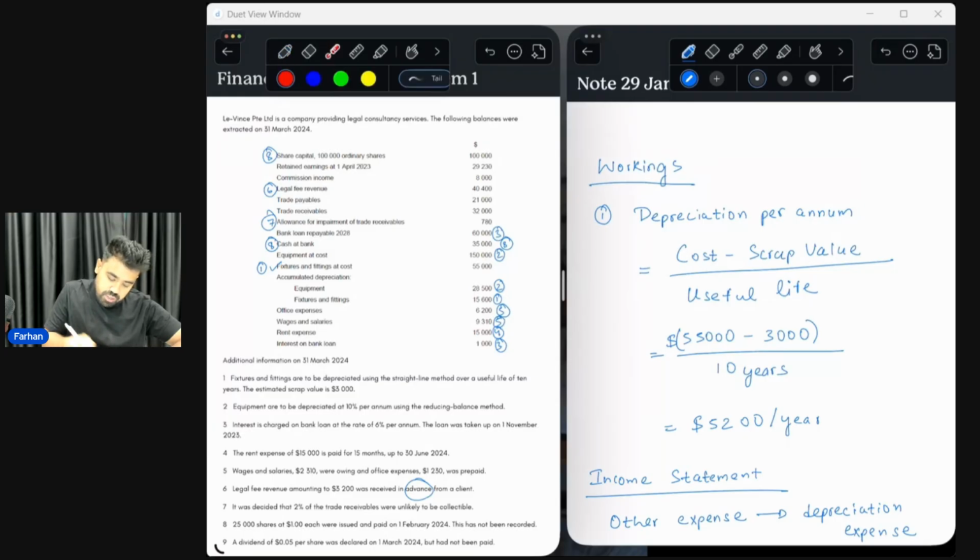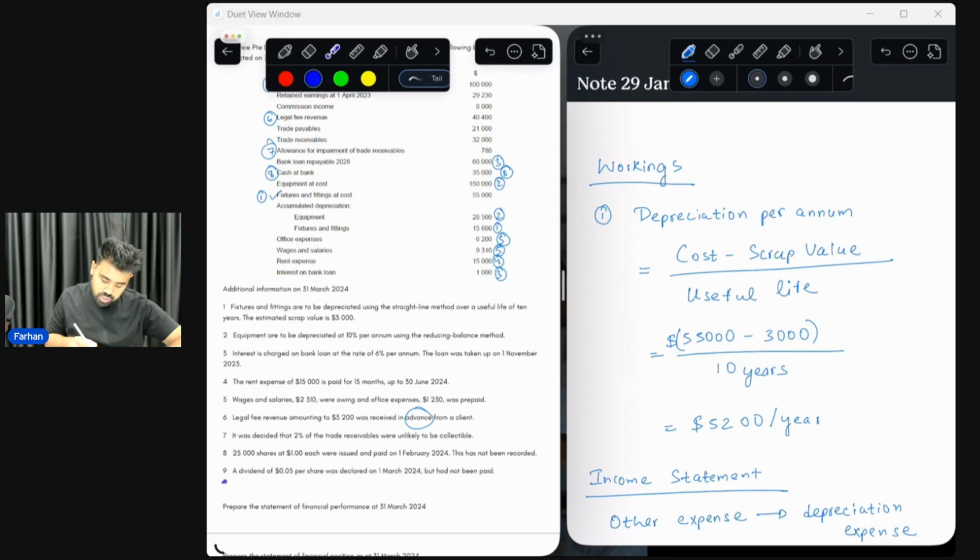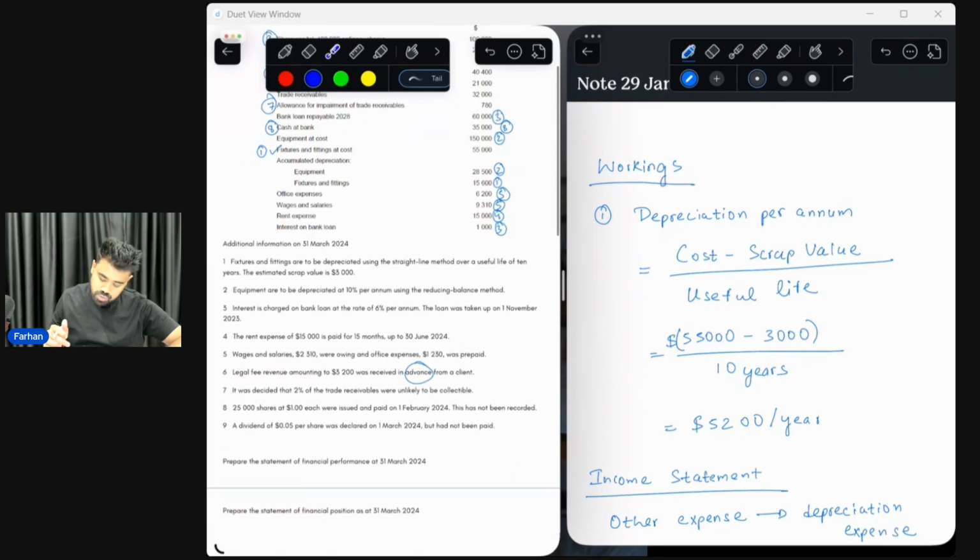Levin's PTE Limited is a company that provides legal consultancy services. The following balances were extracted on 31 March 2024. So you can see we are given a list of balances for various line items. And we're also given some additional information at the end of the year. So we have 9 transactions relevant to additional information. And the requirement is to prepare the statement of financial performance and the statement of financial position, which is also known as the income statement and the balance sheet.